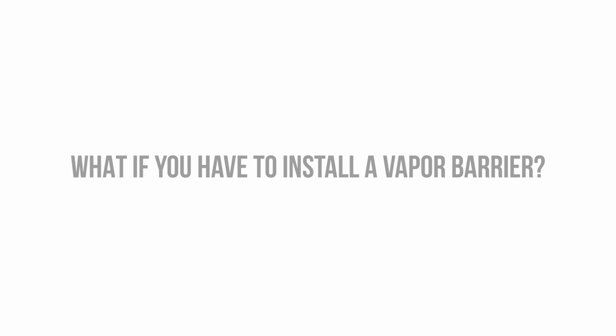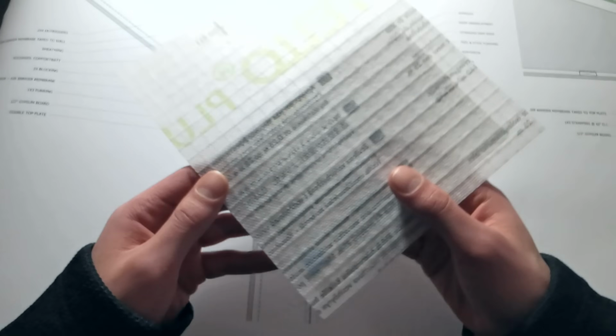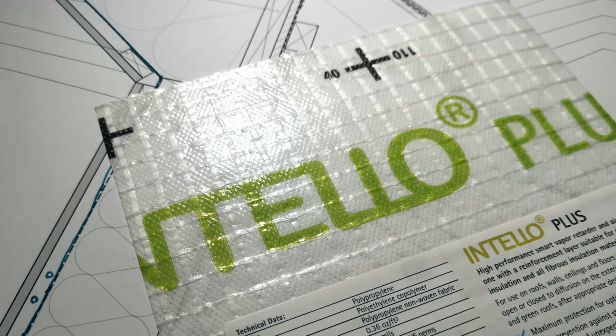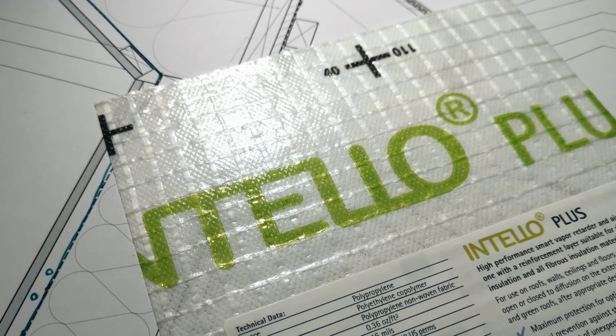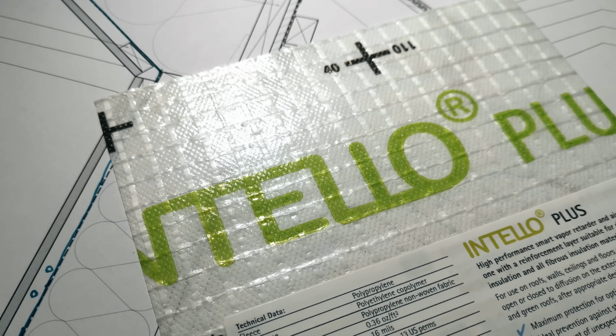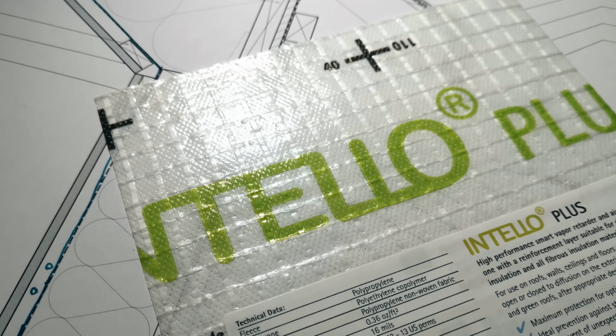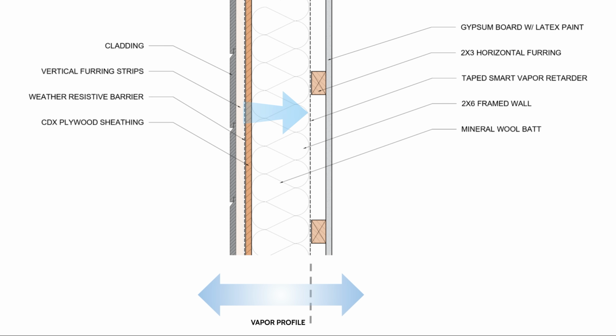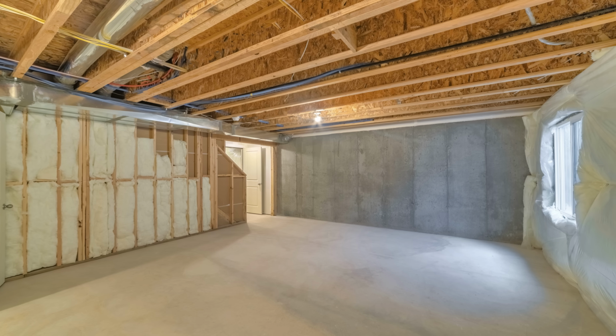So what if you're being forced to install a vapor barrier, as in the case of many jurisdictions in Canada? Specify a smart vapor retarder instead of the standard polyethylene. Smart vapor retarders are vapor variable. They are low class 2 vapor retarders when relative humidity is lower, but increase in permeance substantially as relative humidity in the framed cavity increases, which means that if we get moisture in the cavity, it can actually dry out instead of being trapped.